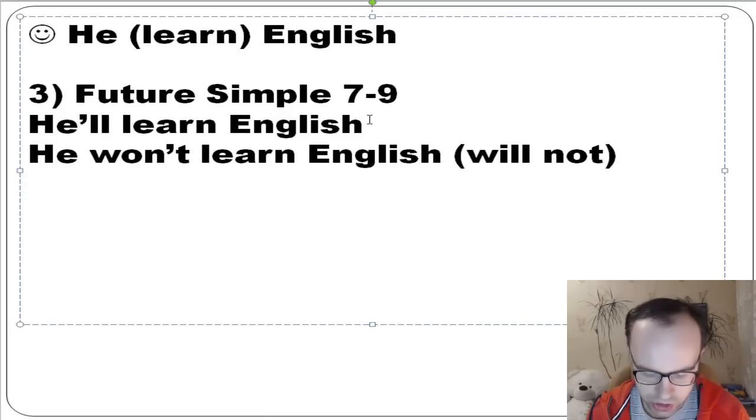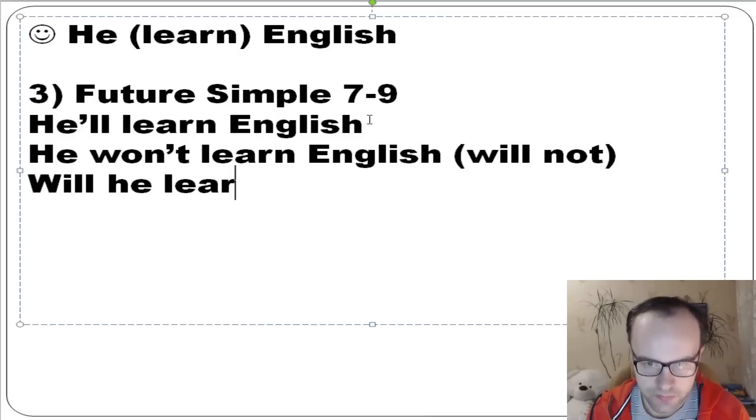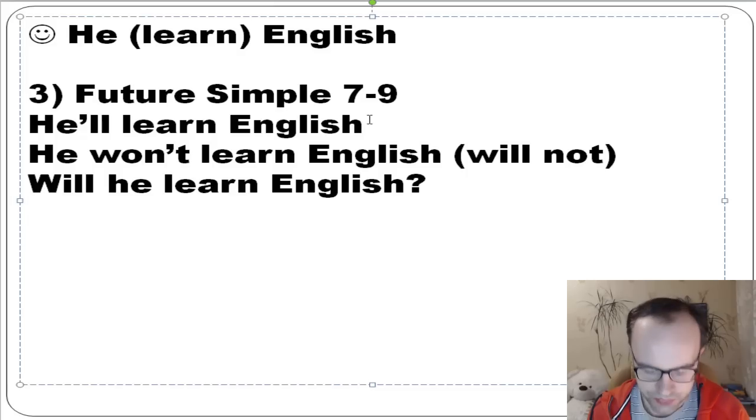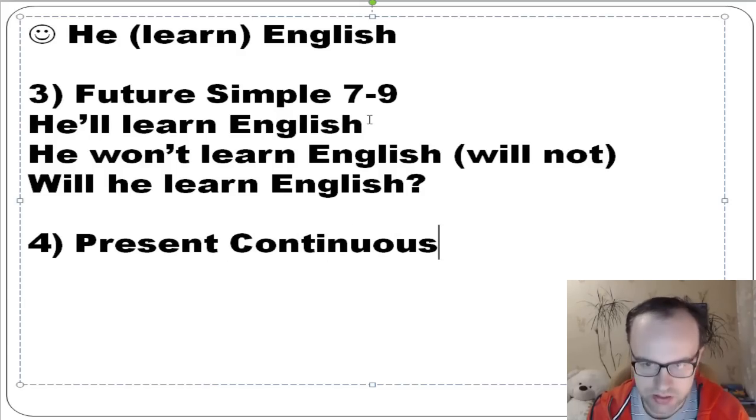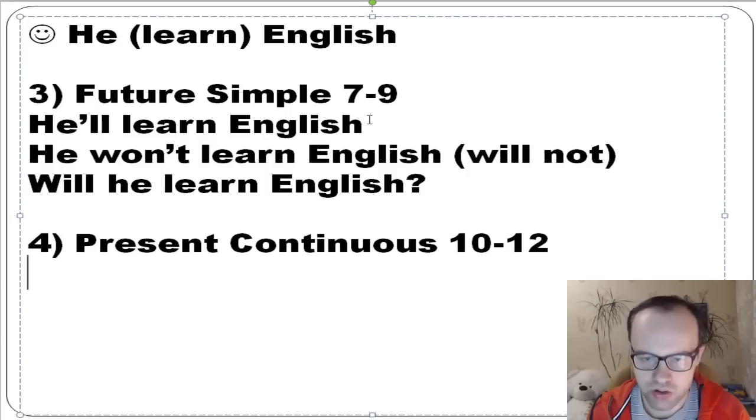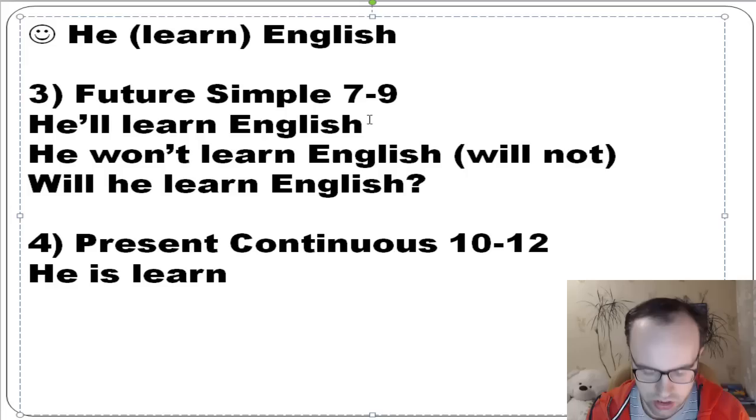You want to ask a question. You put will in the beginning. And you say, will he learn English? Okay, so the next tense is present continuous. Okay, let's say it in present continuous. So you need the form of to be, he, she, it, and ing.